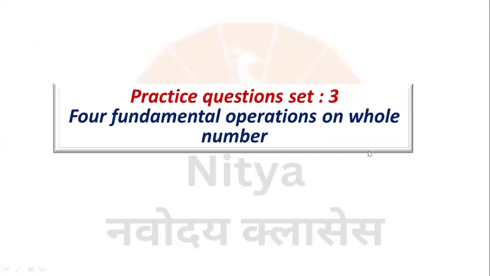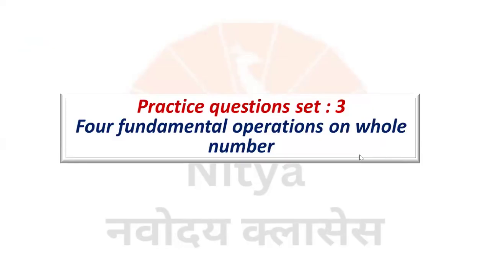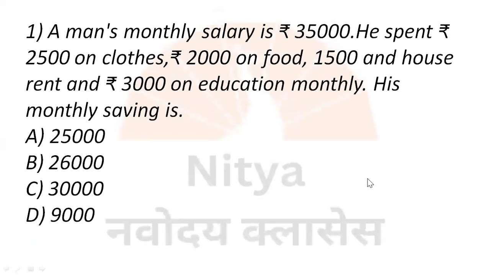In this video, we are going to solve the practice question set 3 for fundamental operations on whole numbers. Okay, the first question is, a man's monthly salary is rupees 35,000. He spent rupees 2,500 on clothes, 2,000 on food, 1,500 on house rent and rupees 3,000 on education monthly. His monthly saving is? Okay, so see here, a man's monthly salary is 35,000.